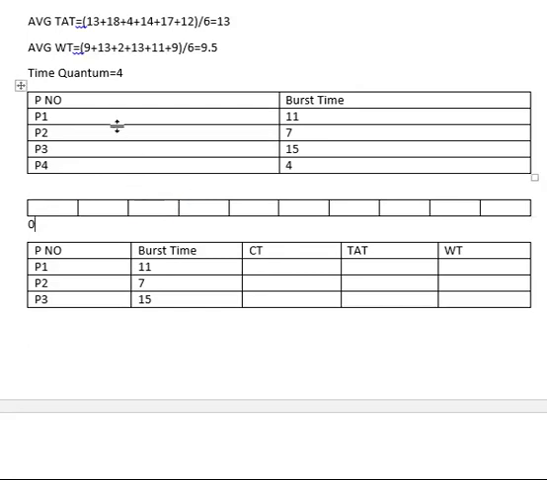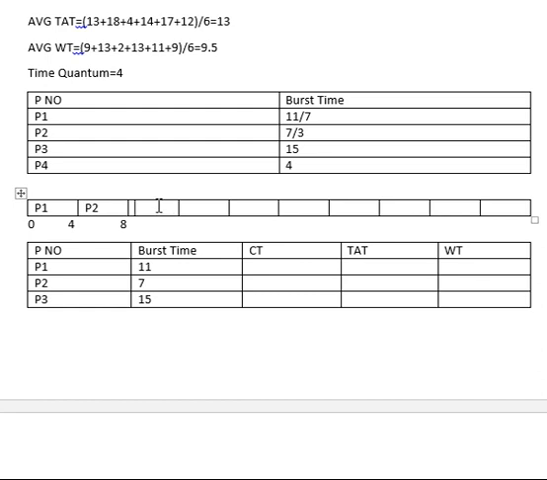So starting with 0, we'll start with the process P1. Time quantum is 4 and the burst time is 11, so it should be 11 minus 4, that's your 7, and here it will be just 4, right? Next we have P2. In P2 we have burst time 7 and quantum 4, so 7 minus 4 we have 3, that's remaining burst time. So here it will be 4 plus 4, that's 8.